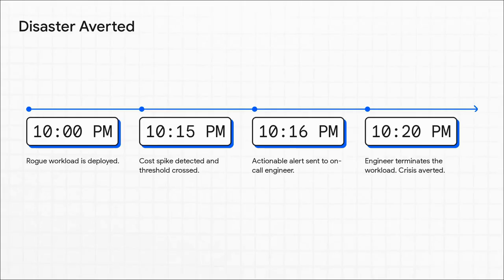Check this out. At 10 p.m. on a Friday, the bad workload gets deployed. Our system, which is always watching, sees that cost spike and crosses our threshold just 15 minutes later. 1 minute after that, a rich, detailed alert hits the on-call engineer's Slack channel, and by 10:20 p.m., just 20 minutes after the mistake was even made, the engineer has already terminated the workload. A potential $50,000 disaster has just been squashed into a minor double-digit expense. That is a huge win.